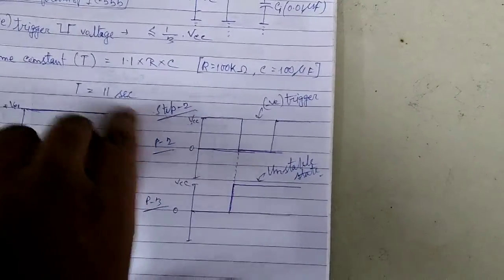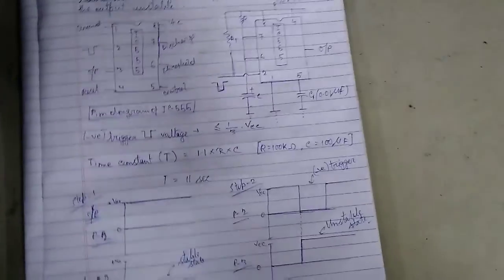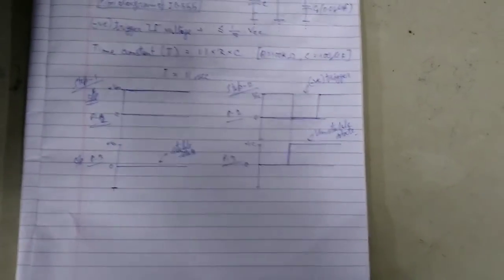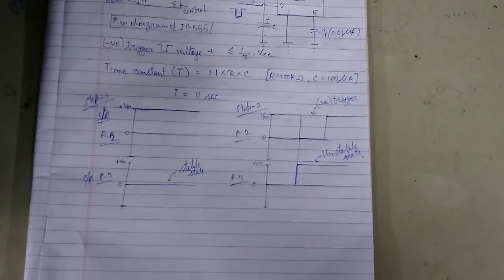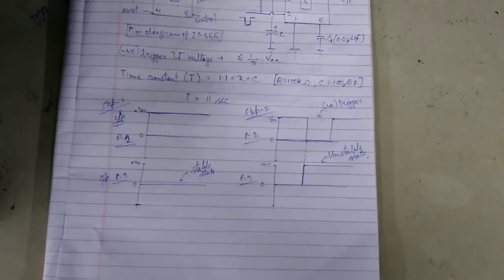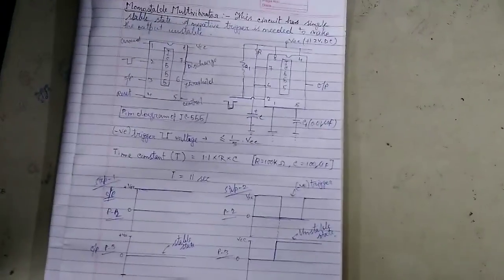This is the calculation, and this is called unstable state. This is the monostable multivibrator. It is also called one shot multivibrator. That means one shot means the negative triggering and the output remains in its high state for some time depending upon the values of R and C. So this is monostable multivibrator.